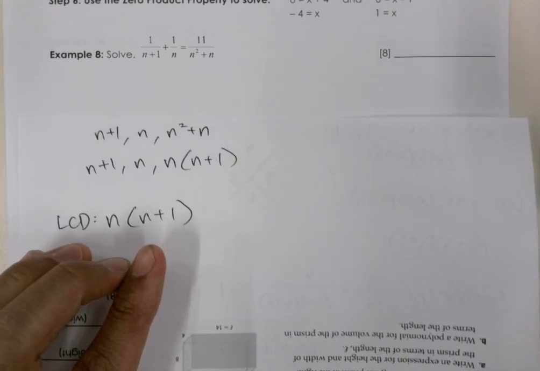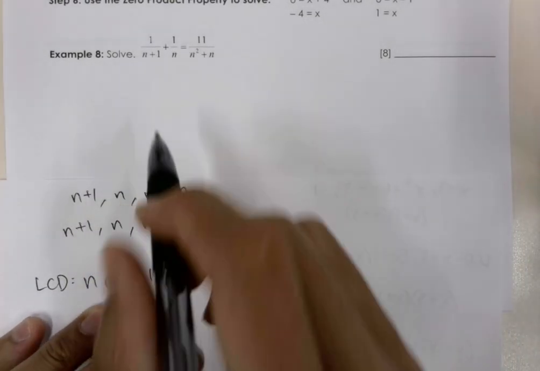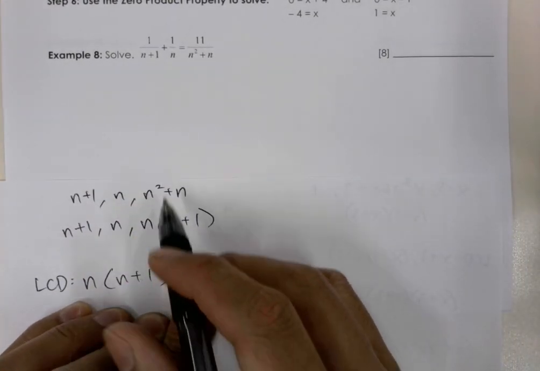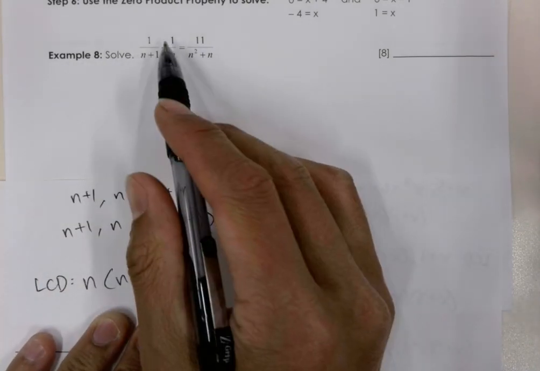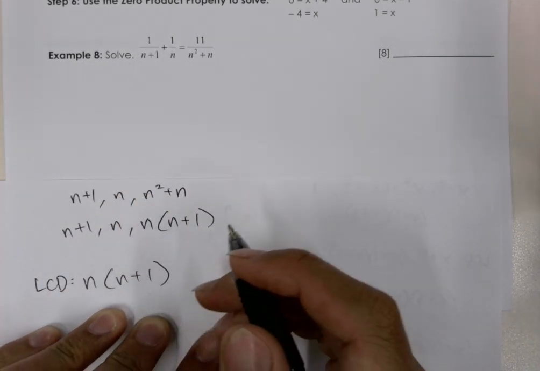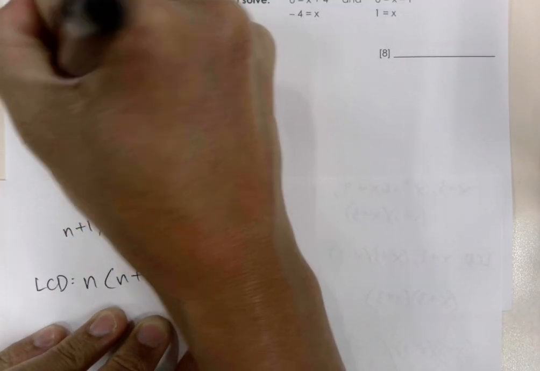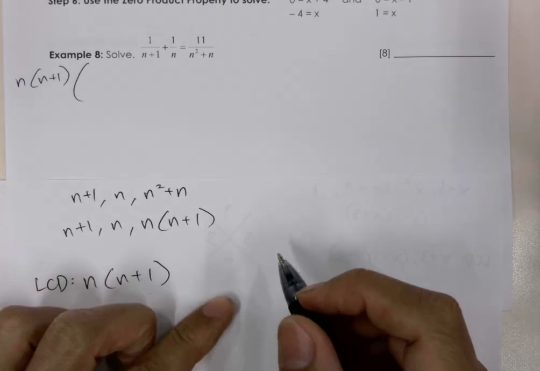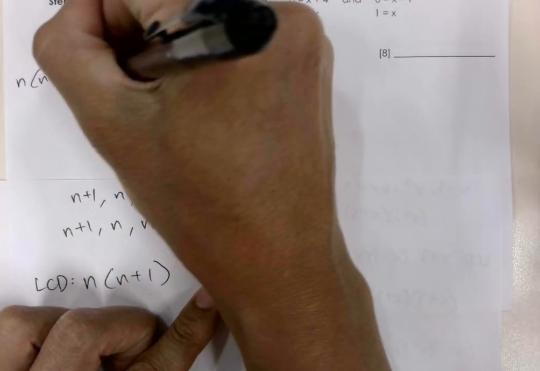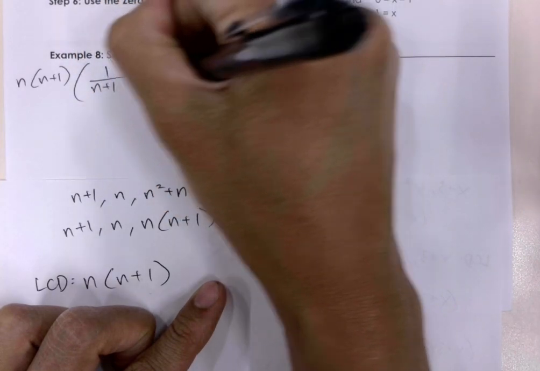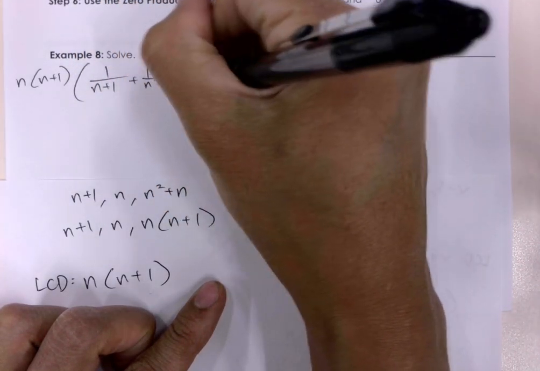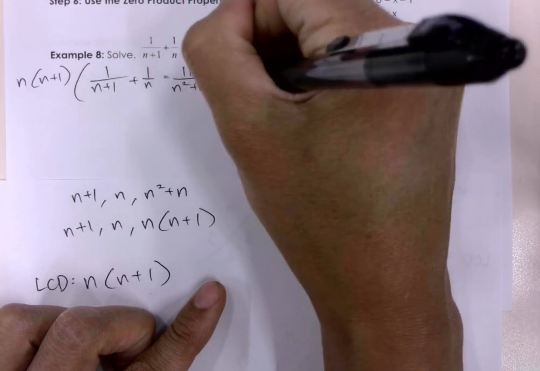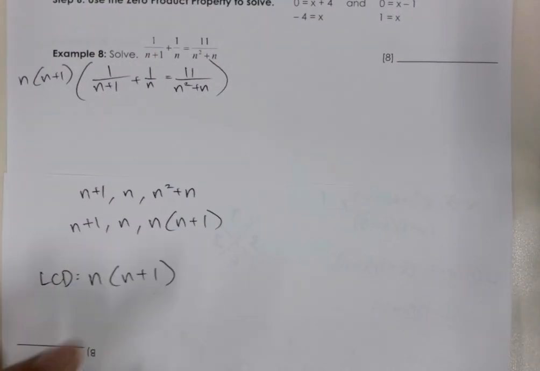All right, so let's go ahead and use it over here in our problem. Now that we found our lowest common denominator, we're going to multiply both sides of the equal sign by that LCD. So let's do that. n times n plus 1. And I'm just going to do it shorthand by putting parentheses around the entire equation. Plus 1 over n is equal to 11 over n squared plus n, like so.